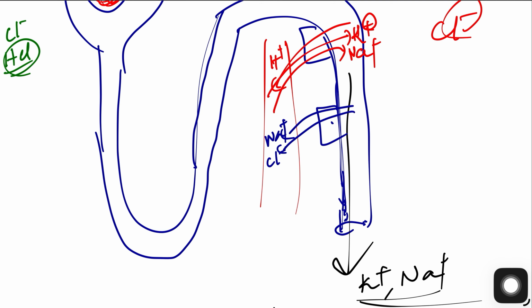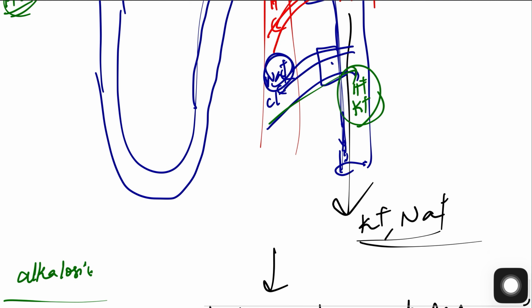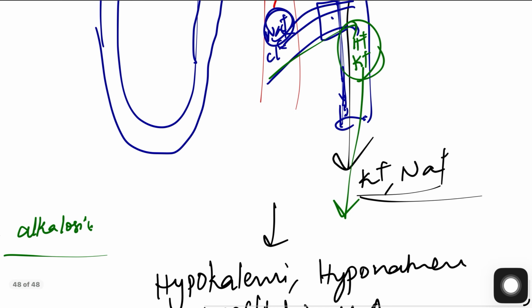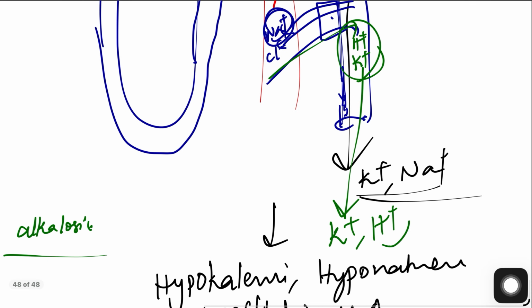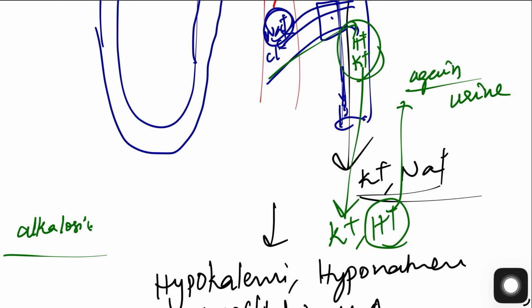Now the sodium is reabsorbing, right? In exchange for sodium, H plus ions and potassium ions will be eliminated. So in the later stages, this is the final stage, there will be elimination of potassium and H plus ions. So H plus ions are being lost again in the urine. So this is aciduria.